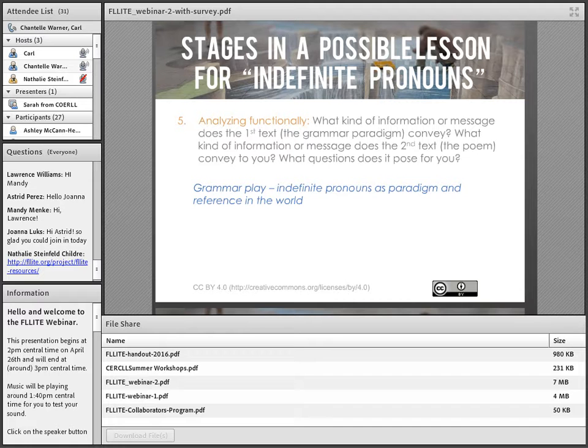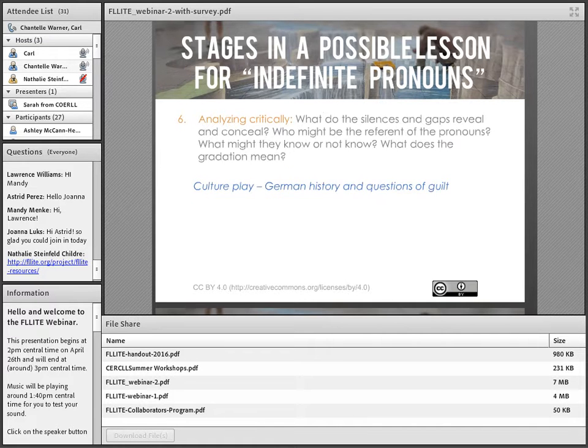Among the questions that the text is likely to pose for most readers are the seemingly straightforward matters of who and what. And that's, I know, what many of you were asking also under the interpersonal function. And in that, these are left intentionally unresolved. Analyzing critically is an important stage in understanding the text.